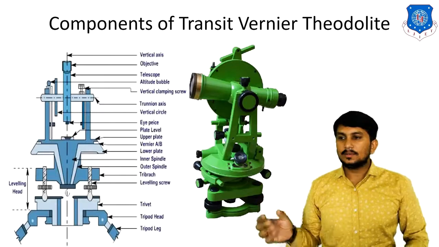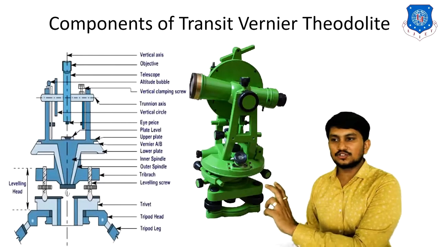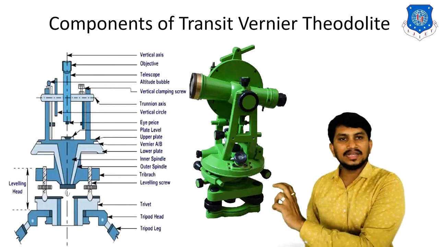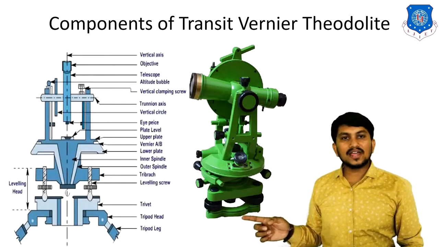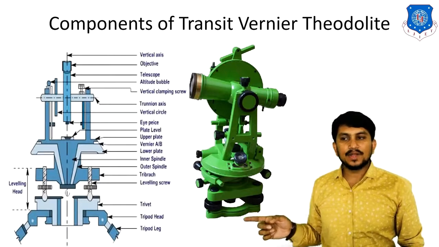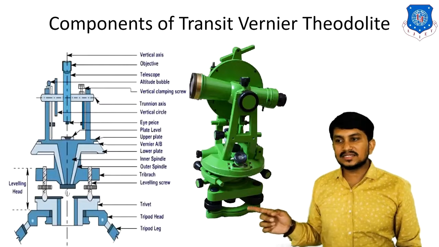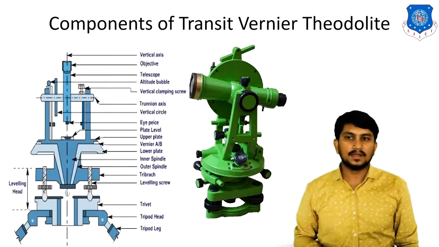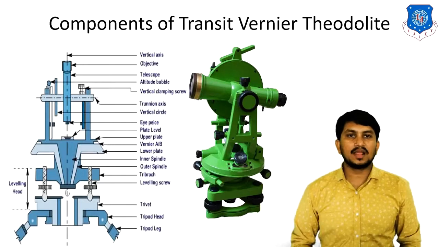The below portion of this theodolite is the leveling head. In the leveling head, three components are there. This lower triangular plate is called the tripod, and this upper triangular plate is called the tri-bridge, and these three screws are the foot screws. This leveling head is used for leveling the instrument on the tripod.